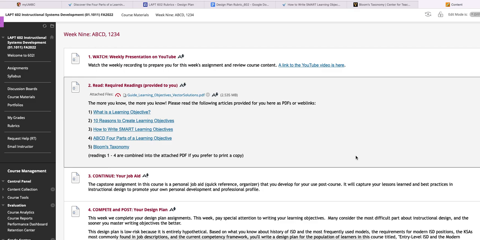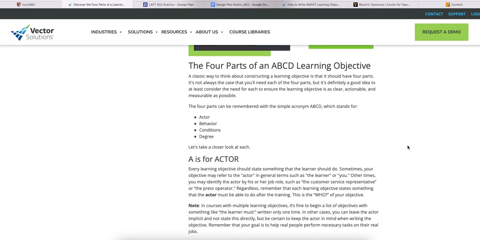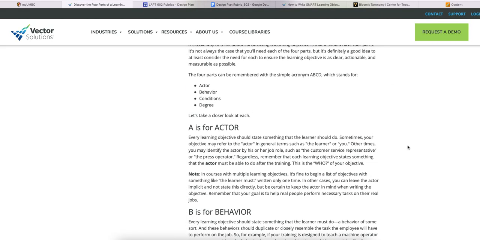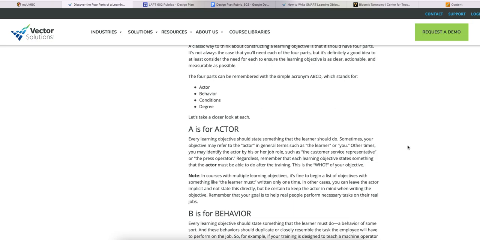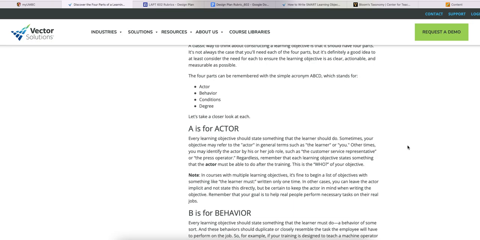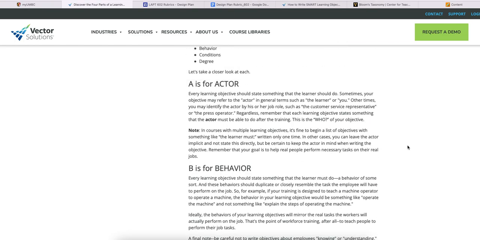So the very first piece that I wanted to talk about is this idea of the 4-part objective. So A, B, C, and D. I say A is for audience, and in this particular article they use the term actor. I also posted a video for you of this in the week 9 course materials folder. Okay, so when you write an objective, I'm looking for every single objective to include all 4 parts: A, B, C, and D.